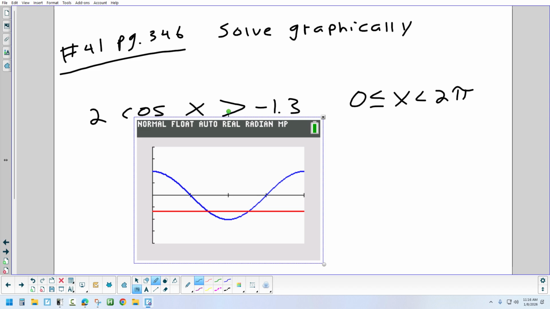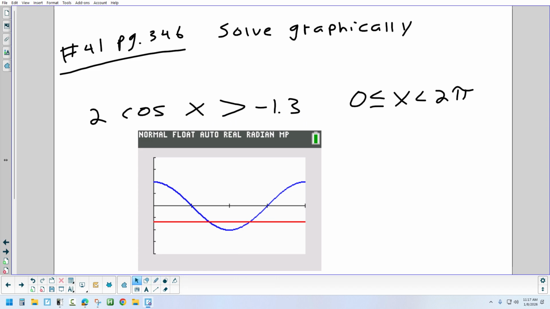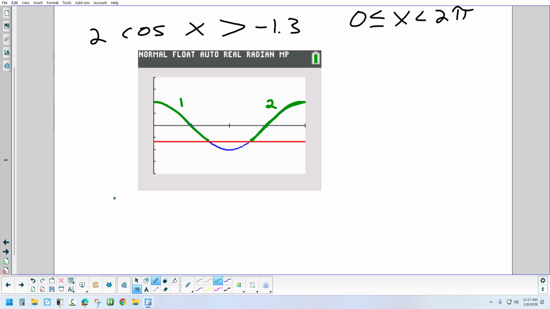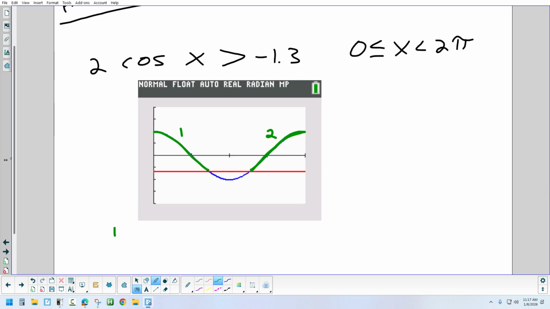Is there anywhere that the cosine graph goes above negative 1.3? How many different sections? 2. It's above negative 1.3 from here to here and from there to there. There's 2 sections. So now we have to describe where do these green sections start and stop. Each one of them. Section 1 and section 2. Well, let's do section 1. Where does section 1 start?